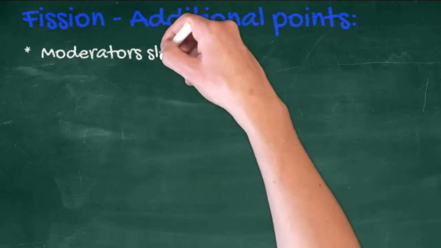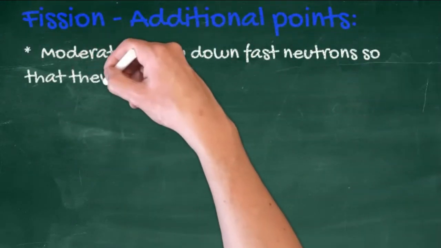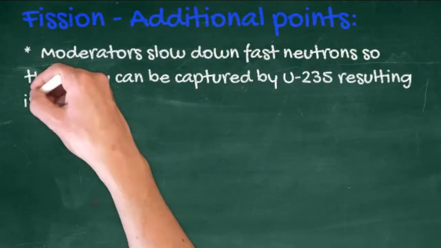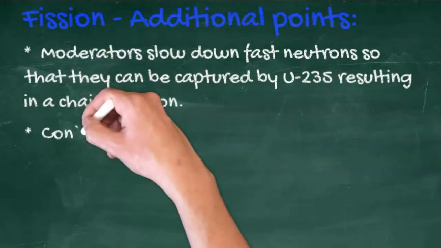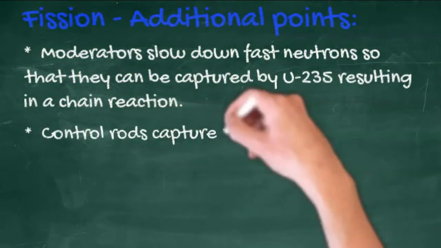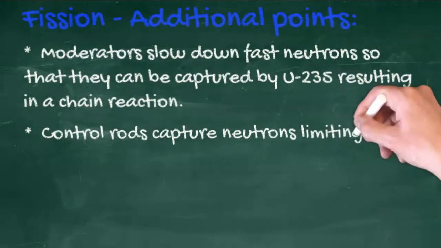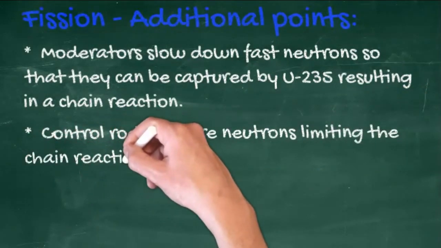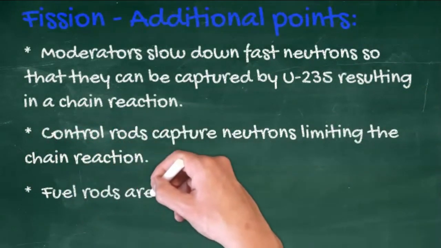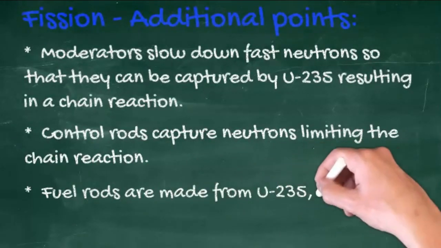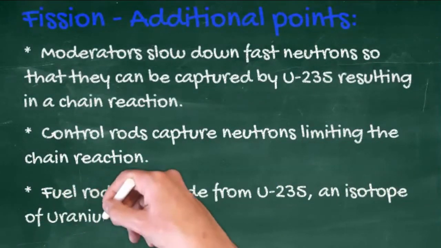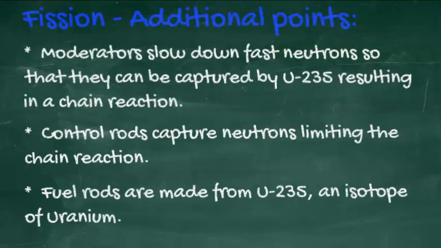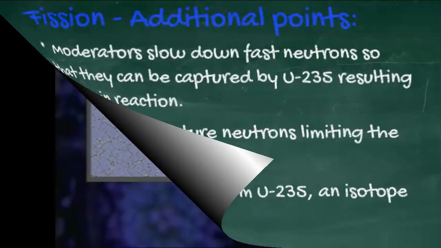As just said, moderators slow down the fast neutrons so that they can be captured by more U-235 nuclei, resulting in a chain reaction. Control rods capture the neutrons completely, limiting the chain reaction. And then, of course, the fuel rods are made from the U-235, which is an isotope of uranium.